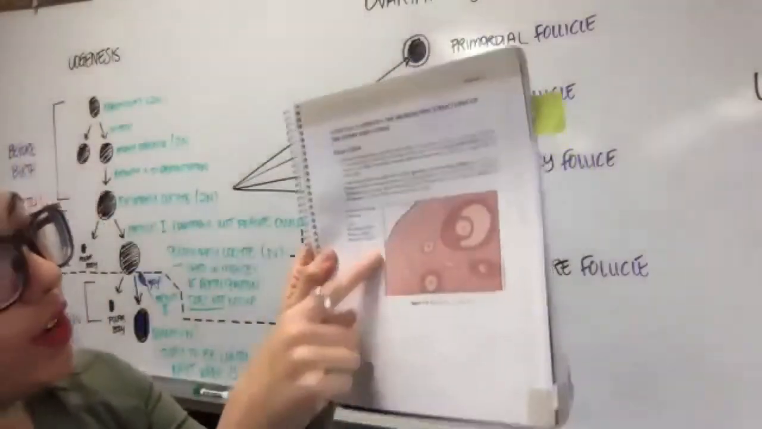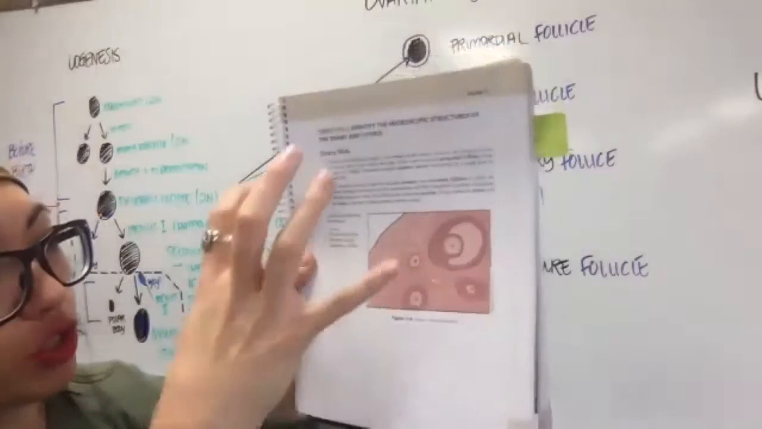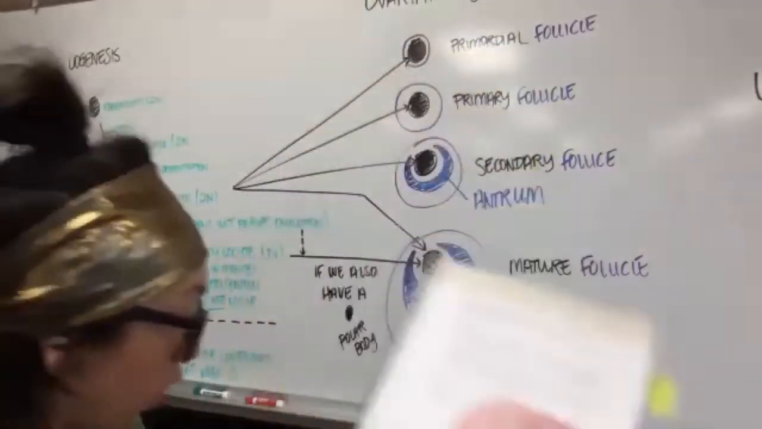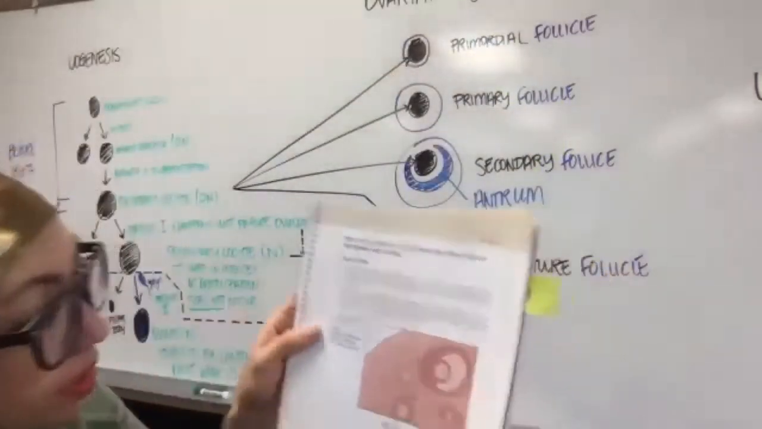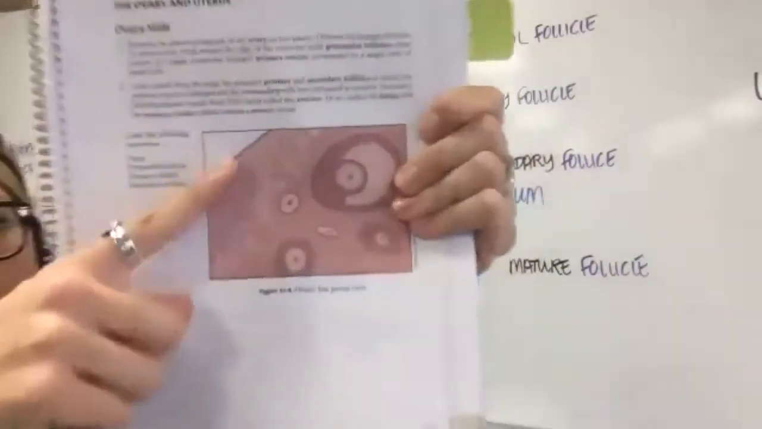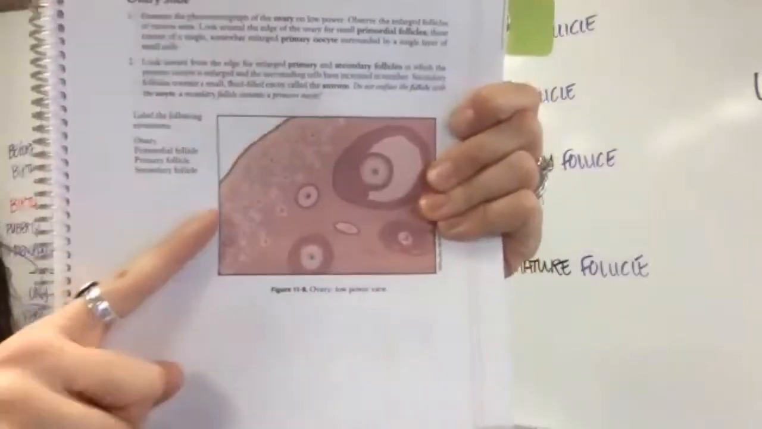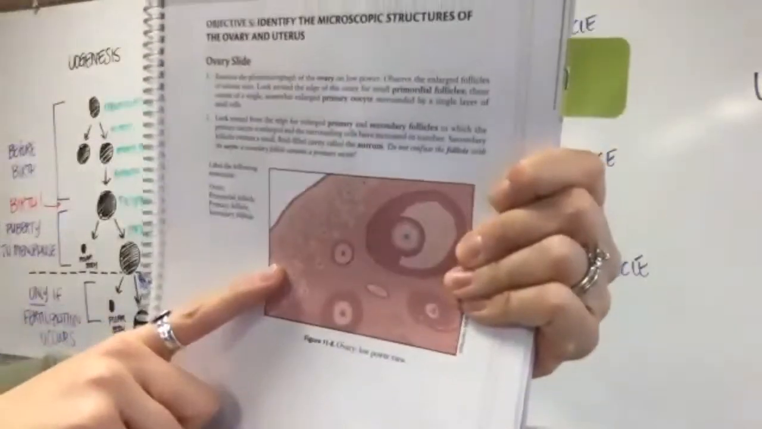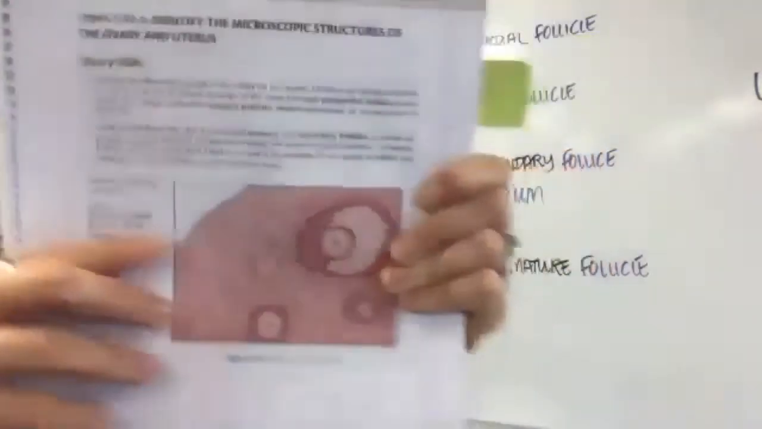So the ovary is this whole structure. Okay, we're just zoomed in on the ovaries right here. These small structures right here, these small structures right here, those are the primordial follicles.